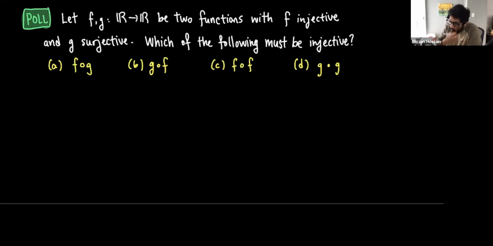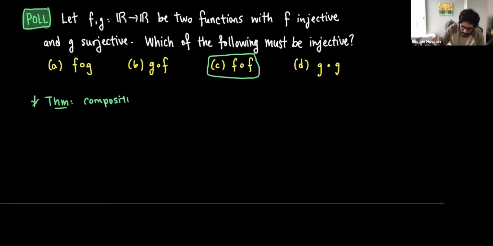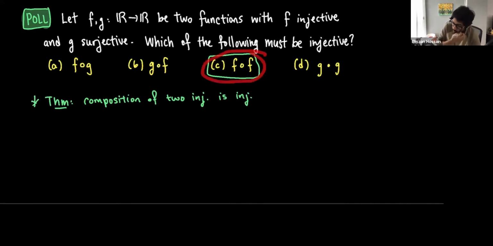Okay, so can someone give me the reasoning for that? The majority answer was C. Nice. The composite of two injective functions is always injective. Exactly. And that's a little theorem that you can prove. So theorem: composition of two injective functions is injective. Very good. All right, straight from the notes. Okay. So the composition of two injective functions is injective.